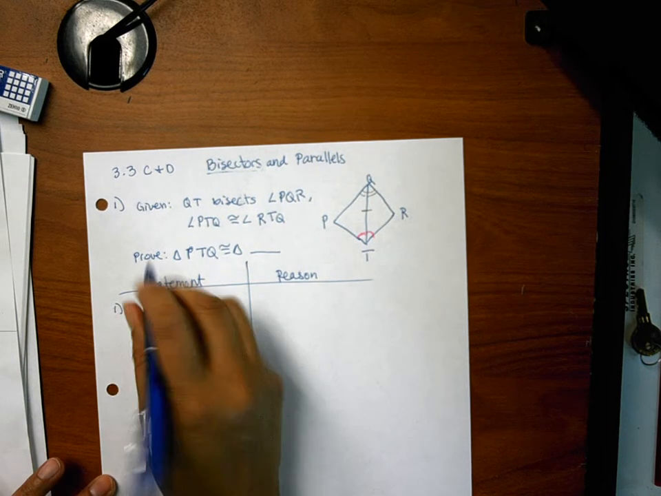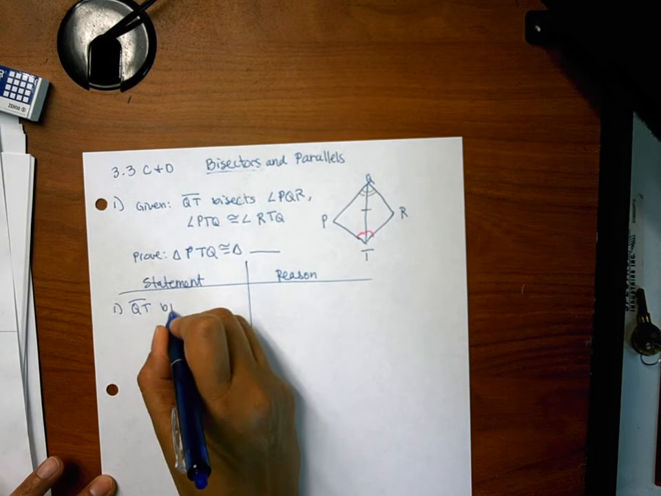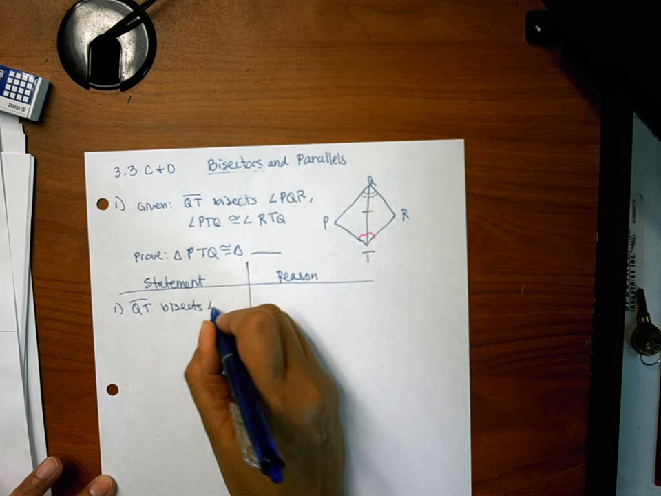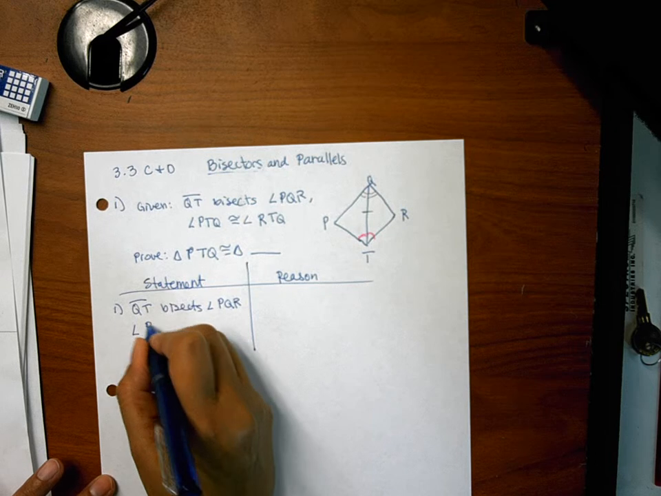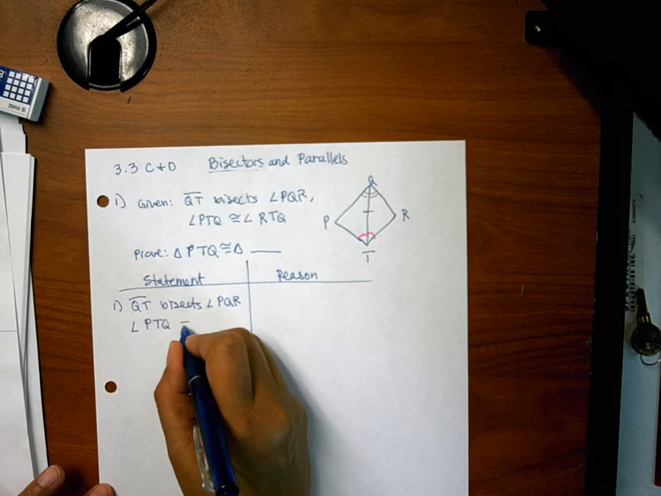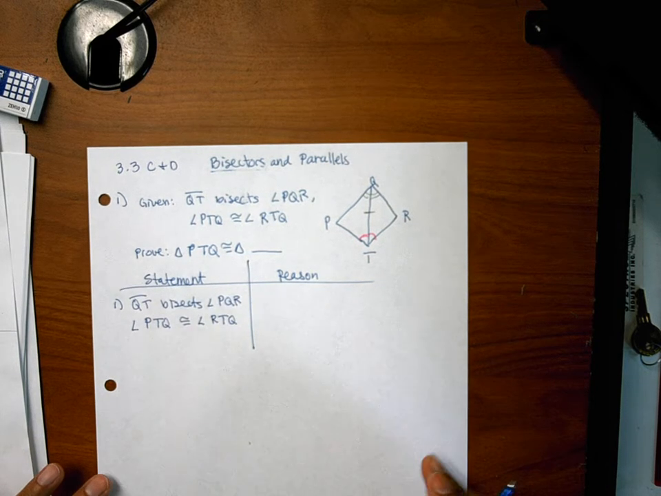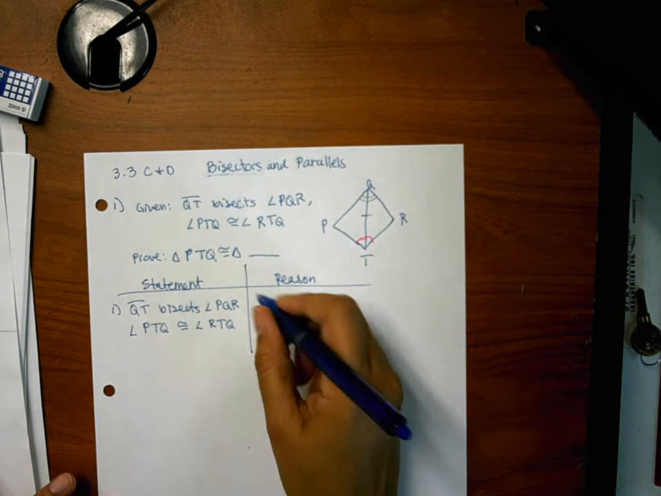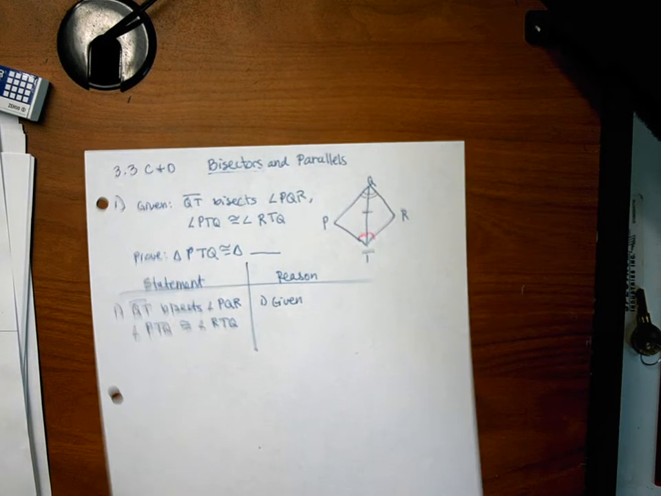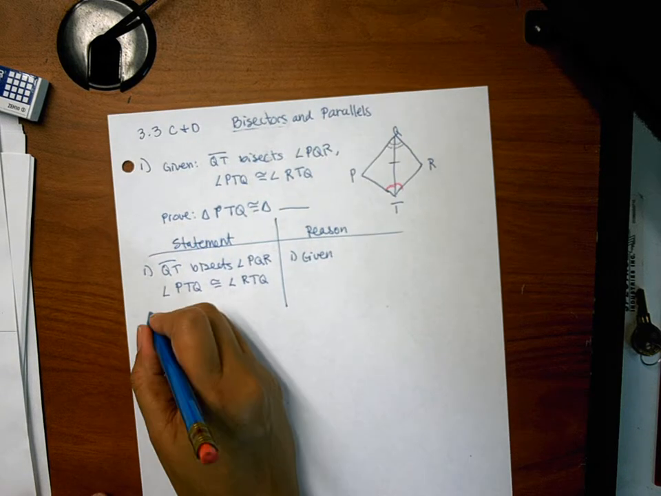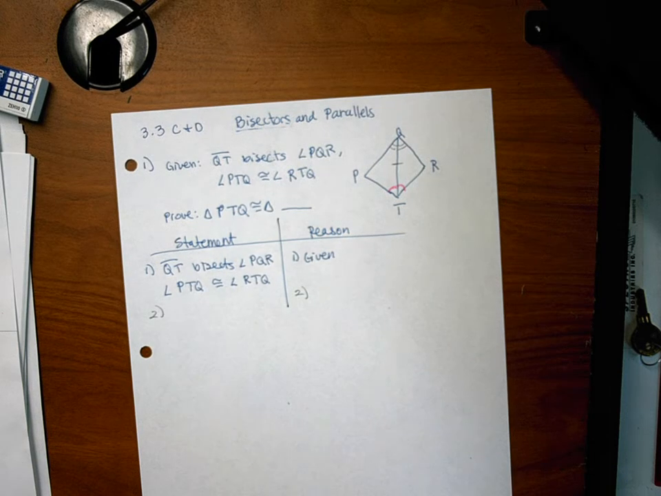All right, let's try to put together our proof, statement and reason. Number one, always the given information: QT bisects angle PQR. Angle PTQ is congruent to angle RTQ. And all of that is because it is given information. And I should have been writing in pencil.